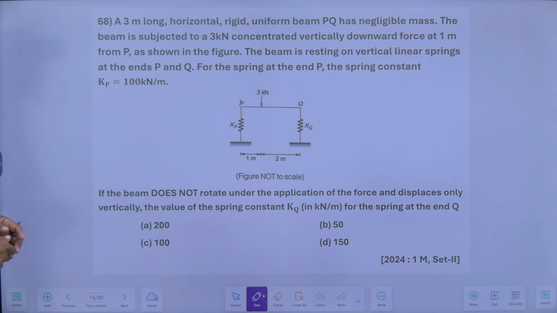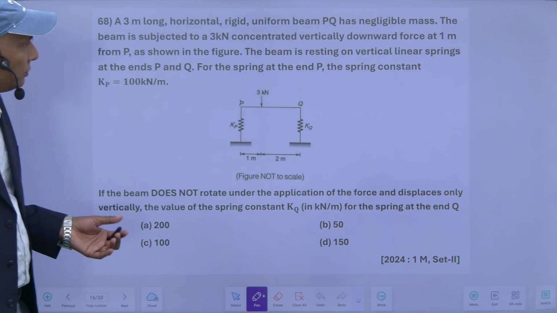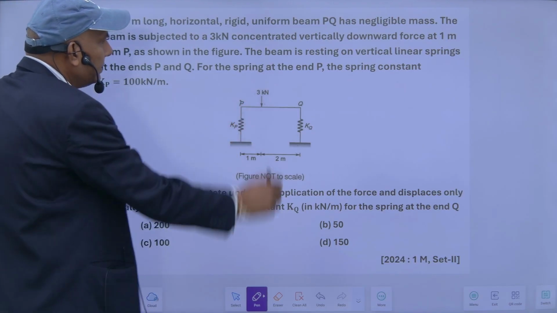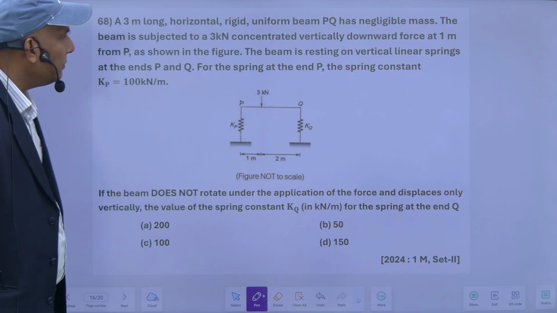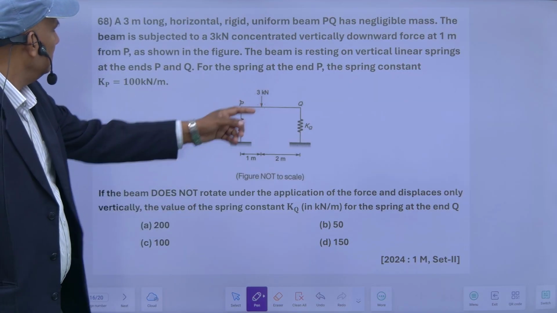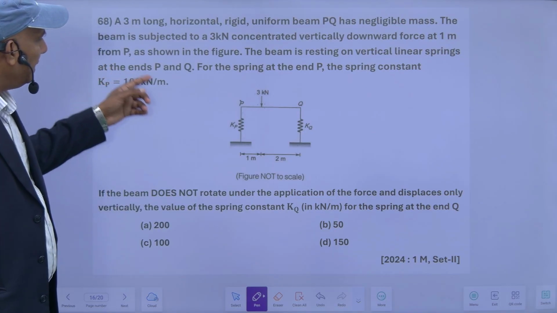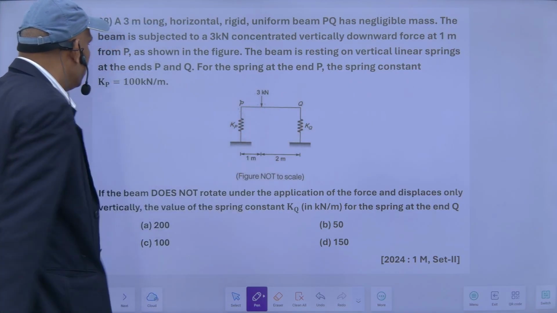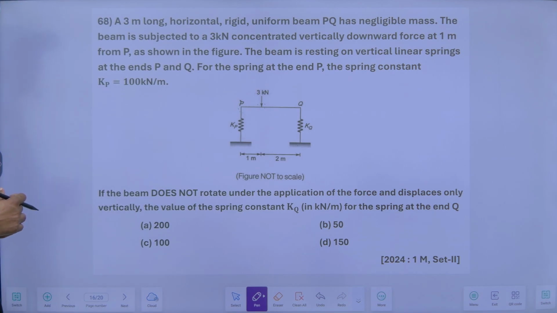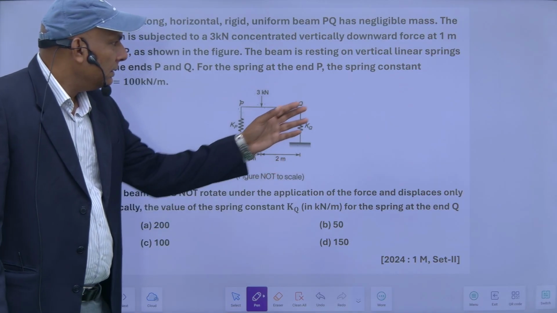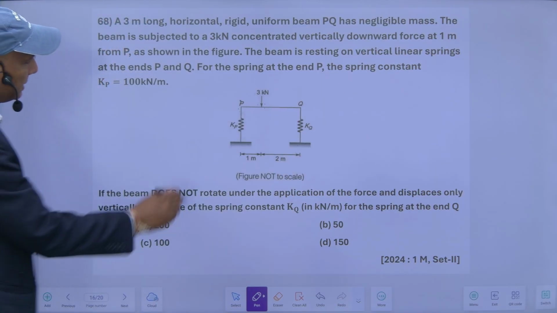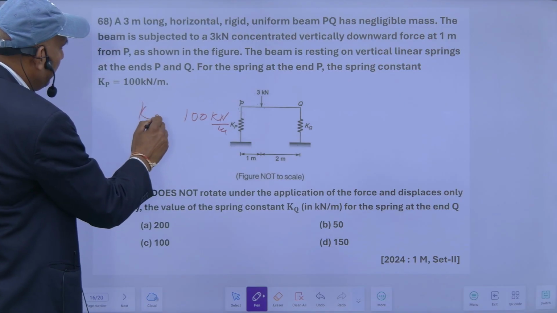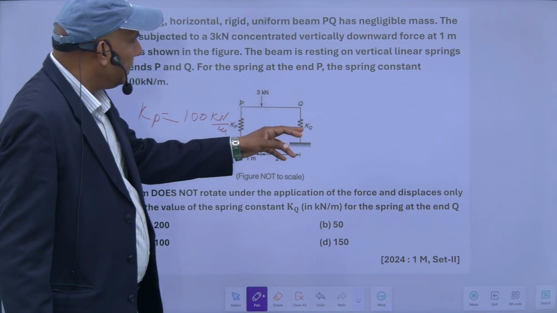So this is the next question. There is a 3 meter long horizontal rigid uniform beam PQ of negligible mass. The beam is subjected to a load of 3 kN here. This is a concentrated load, a vertically downward force at 1 meter from P, as shown in the figure. The beam is resting on 2 linear springs, so this is Kp and this is Kq, at the ends P and Q. For the spring at the end P, the spring constant Kp is 100 kilonewton per meter.